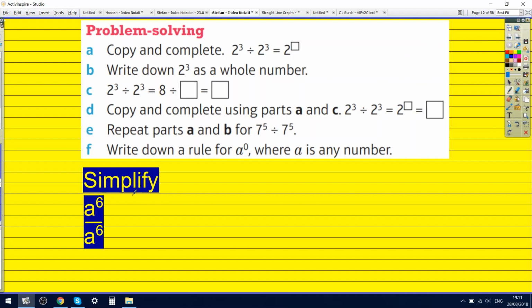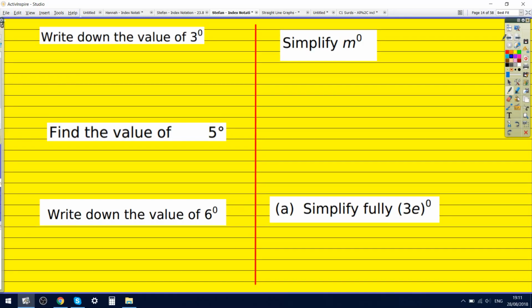How about a to the 6 over a to the 6? Yeah. And as something as a to the power of something? Yeah, and that just shows you anything to the power of 0 is 1. So you divide by itself. Let's say bottom right here.